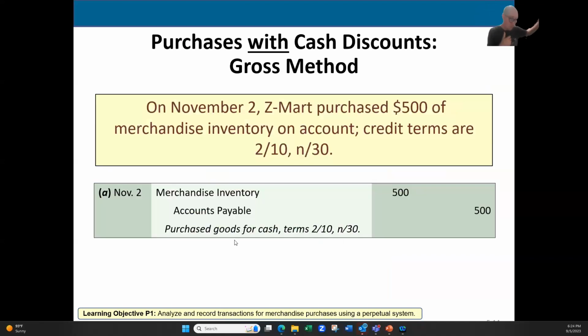Okay, so let's say we made the purchase on credit from our vendor, and the vendor says, "Hey, pay me within the first 10 days, I'll give you 2% discount. Otherwise, the whole thing's due within 30 days." And I said, "Well, that's a great idea." So I purchase the inventory. I debit merchandise inventory, and I credit accounts payable. Because it's a bill, I got it from my vendor, got to pay my vendor back.